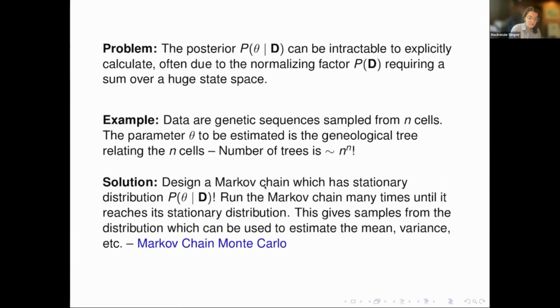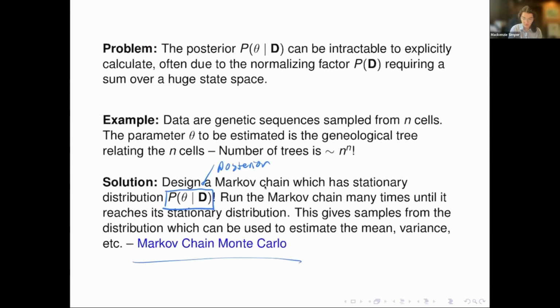So what's the solution? Markov chains. We can design a Markov chain which has the stationary distribution, the posterior that we want. And once we have that Markov chain, we can run it many times until it reaches its stationary distribution, and that will give samples from the distribution, which can be used to estimate the mean, the variance, whatever we would want to estimate about this distribution. This general process is called Markov chain Monte Carlo.